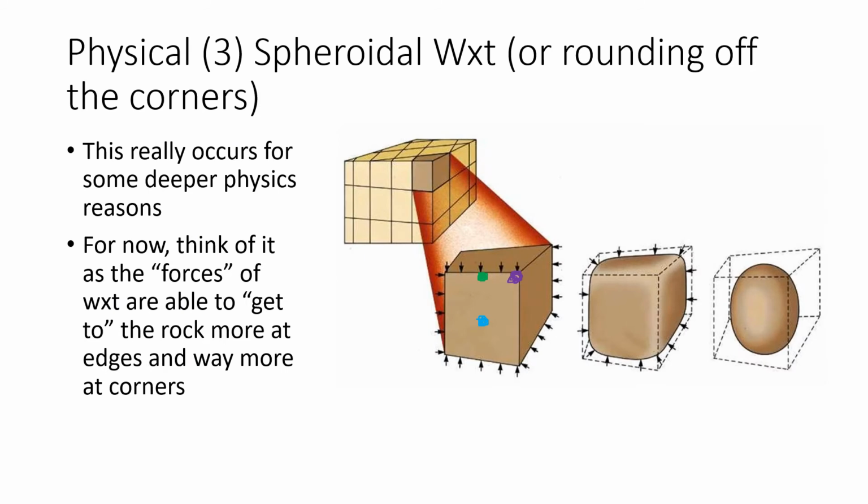Okay, spheroidal weathering, which I've also called rounding off the corners here. So the real reason this occurs is deep in the chemical physics, and we don't want to go there. So we're just going to think of this as weathering forces, and the forces, I'm putting that in quotes there. That's bad terminology, but we'll go with it. So these weathering forces. Let's think about 3 spots on our rock. This blue spot is right on the front face of this rock. The green spot is up on an edge, and the purple spot is going to be all the way on the corner, right at the corner.